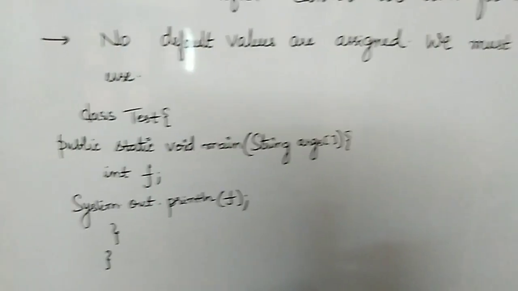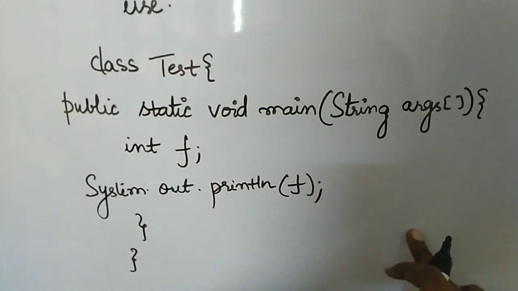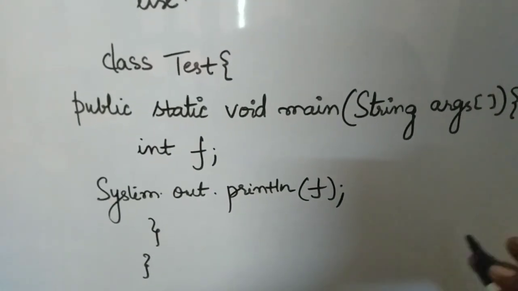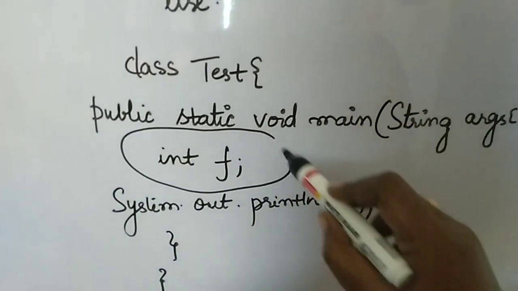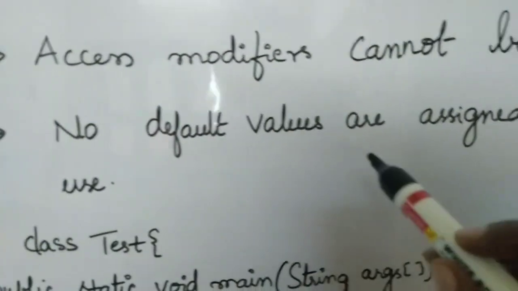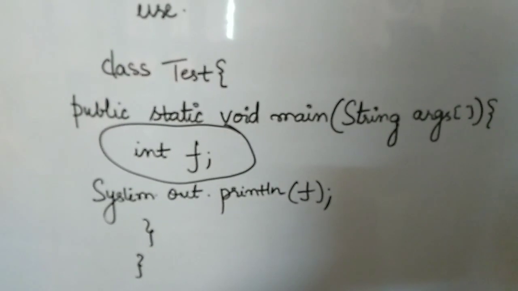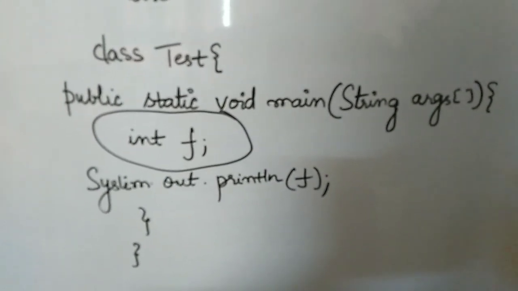For example, I want all of you to take a guess at the output of this particular program. What will be the output of this particular program? The output will be a compile error. You will get a compile error because f here is the local variable. Since I said no default values are assigned to the local variables, only default values are given for the instance variables and the static variables. No default value is given for the local variables.